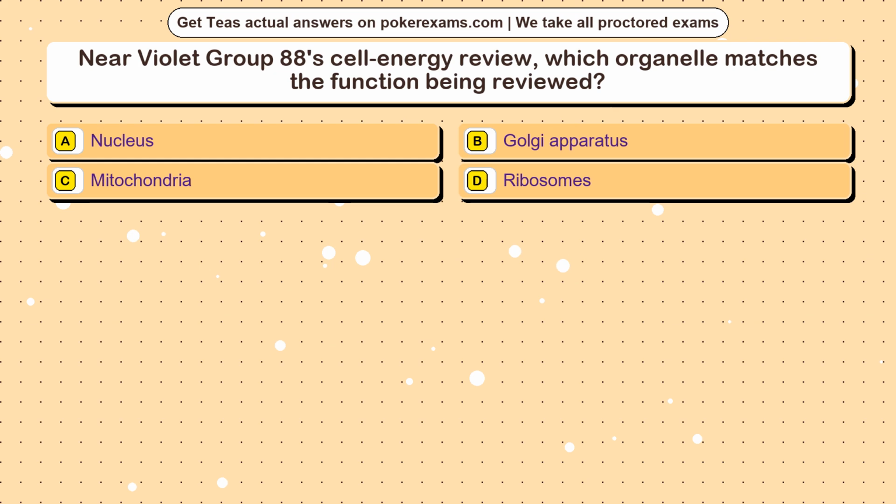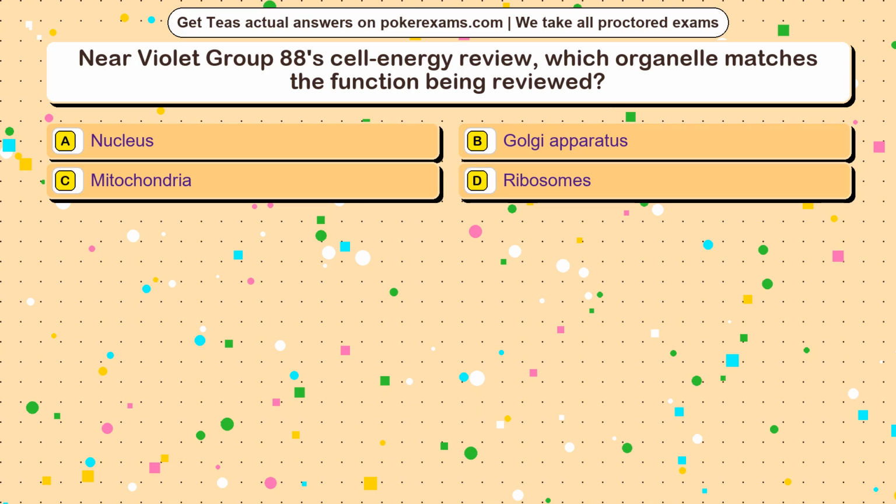Question 14. Near Violet Group 88 cell energy review, which organelle matches the function being reviewed? Option A, nucleus. Option B, Golgi apparatus. Option C, mitochondria. Option D, ribosomes.